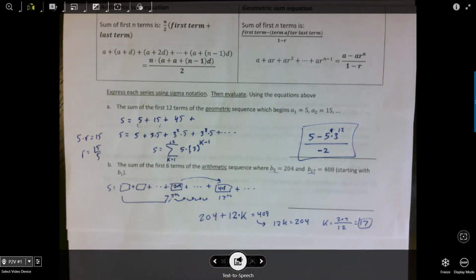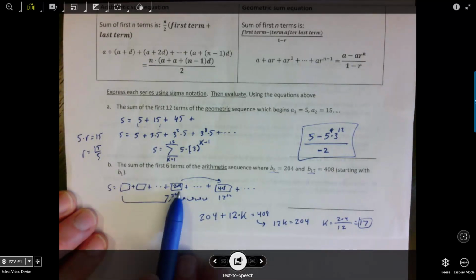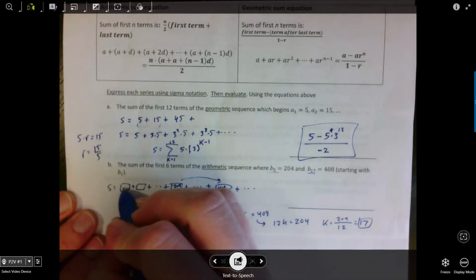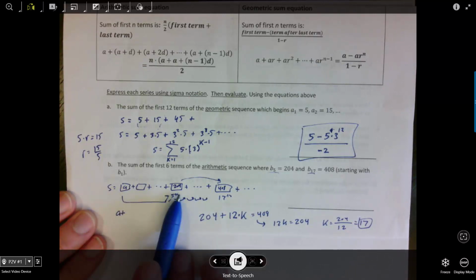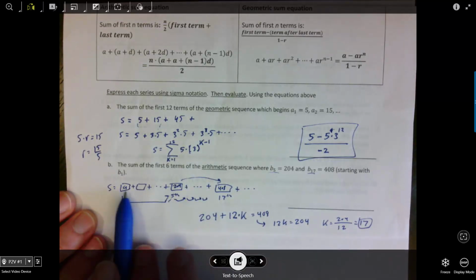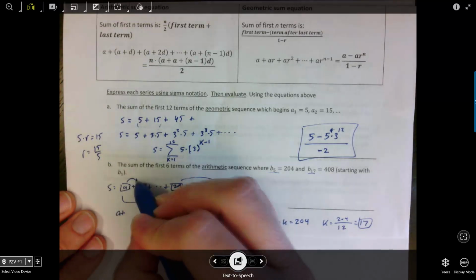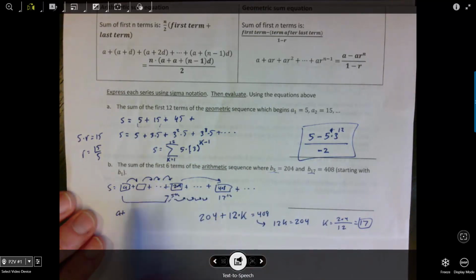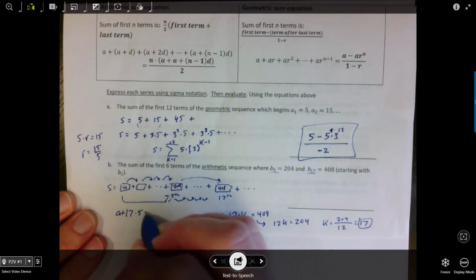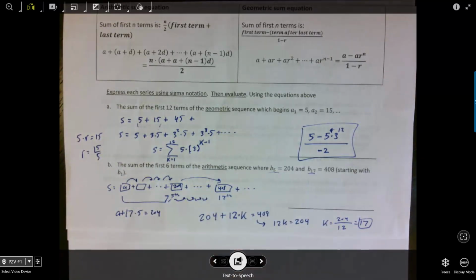What that lets us do now is work backwards. So I know my first term up to my 5th term. Let's call the first term A. So I know that A plus 4 of my 17s is going to get me to 204. The reason why 4 of them is because here I'm at term 1. So that's 2, 3, 4, 5. So I have 4 additions to get me from term 1 to term 5. And each addition is 17. So 17 times 4 plus A equals 204. And then we could do that.